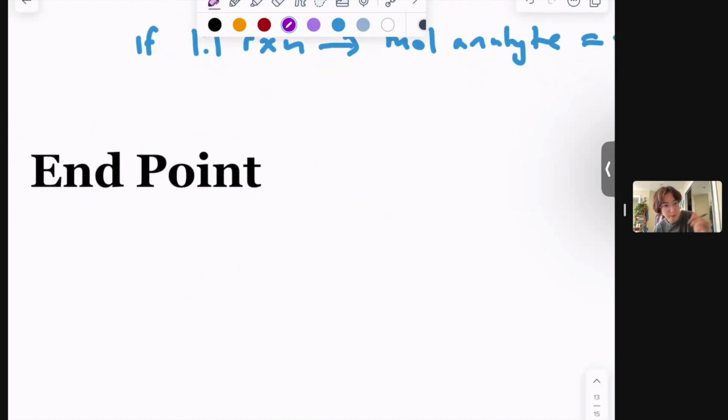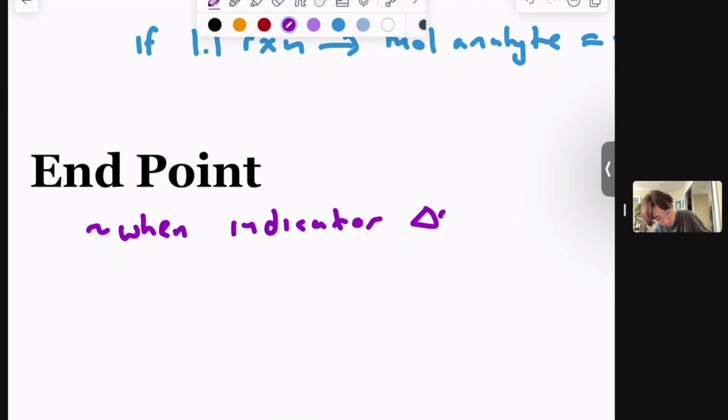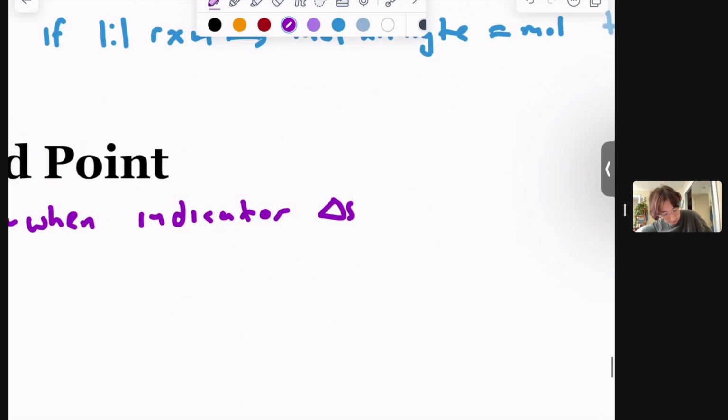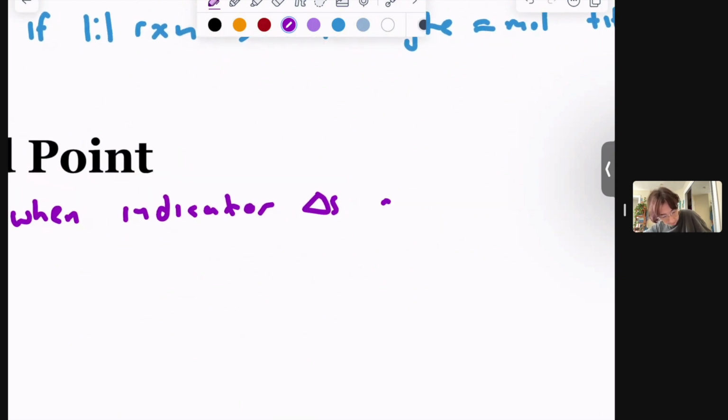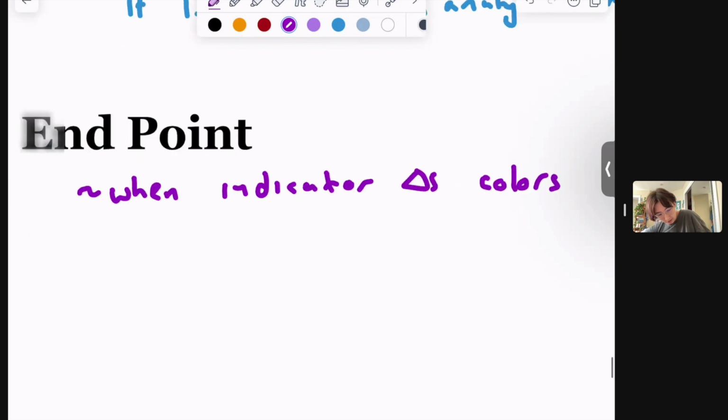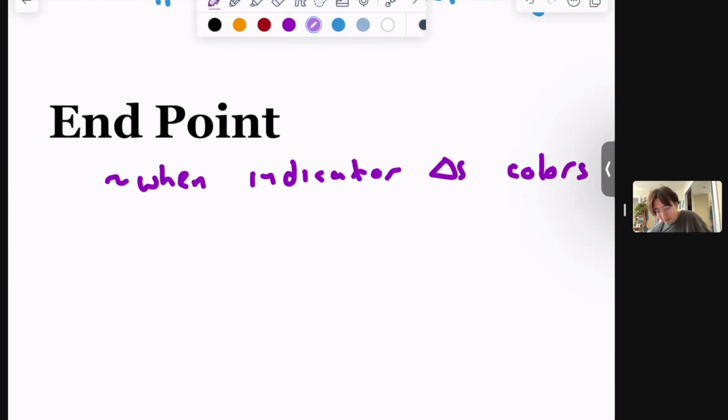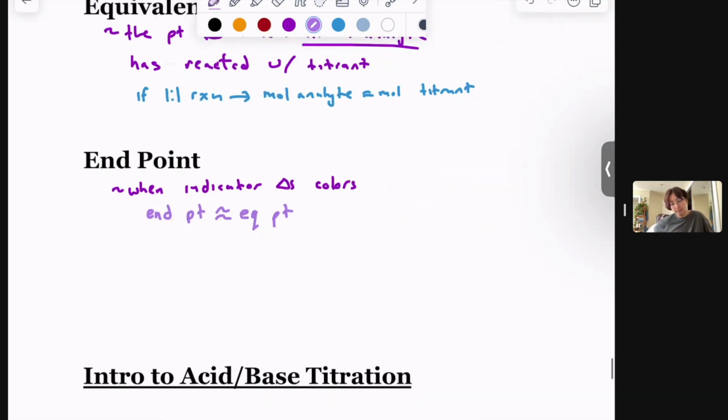Endpoint, pretty much the same thing, just technically this is when the indicator changes colors. You just might hear both words, so I wanted to clarify. So if you chose a good indicator and did your reaction carefully, this should be equal to your equivalence point. Equivalence point. Okay.